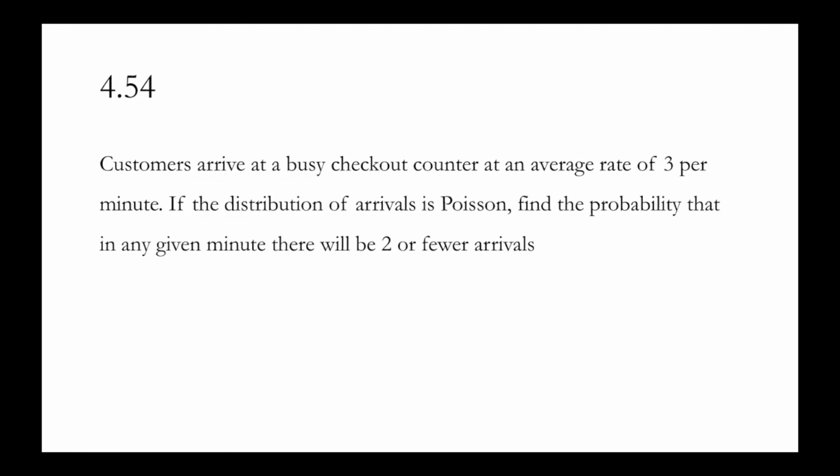So in this exercise, we have customers that arrive at a busy checkout counter at an average rate of 3 per minute. If the distribution of arrivals is Poisson, find the probability that in any given minute there will be 2 or fewer arrivals. So what will be the lambda here? Anyone has any idea?